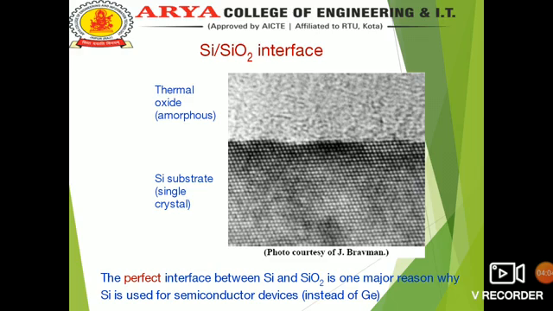Then in our mind a question is created: why is SiO2 used for semiconductor devices instead of germanium? Both silicon and germanium are semiconductors, but at room temperature silicon crystal has fewer free electrons than germanium crystal. However, silicon crystals are not easily damaged by excess heat.